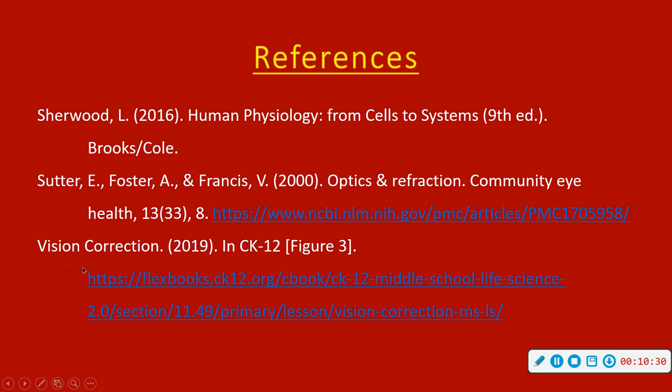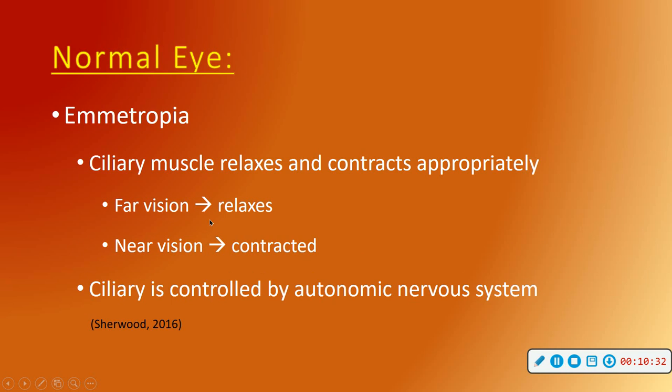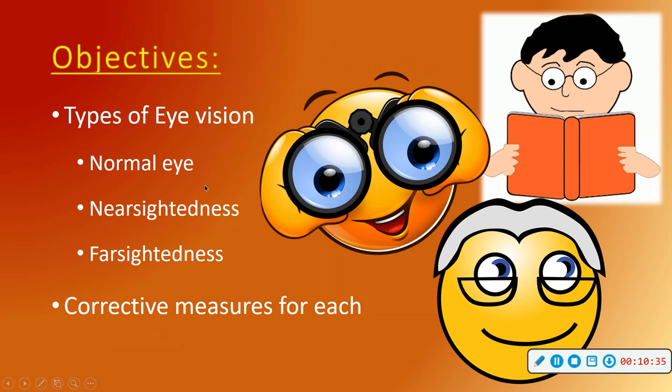So again, going back to the objective here: normal eye, your eye is the correct shape, and your ciliary muscle works how it should, contracting and relaxing when it should. If you're called nearsighted, that means you can't see far away. You can only see near you, close up. Farsightedness is the opposite. With farsightedness, you can see far away, but you can't see close up.